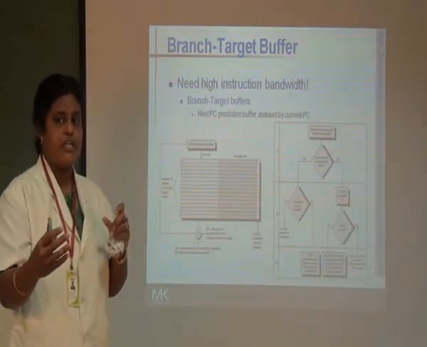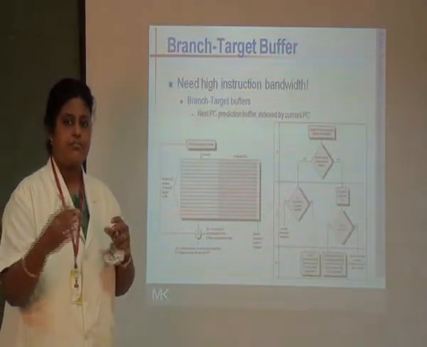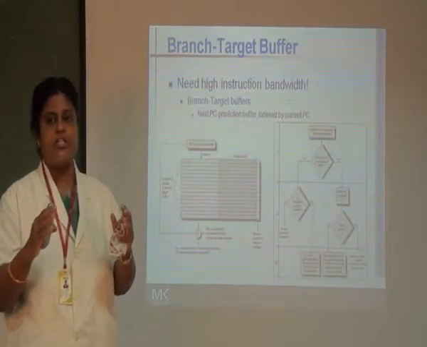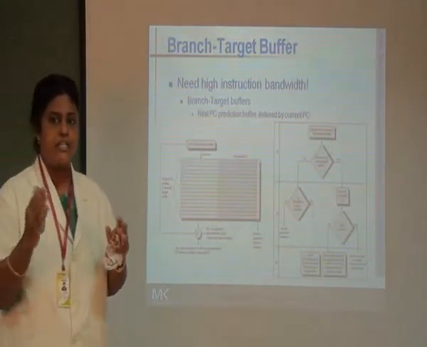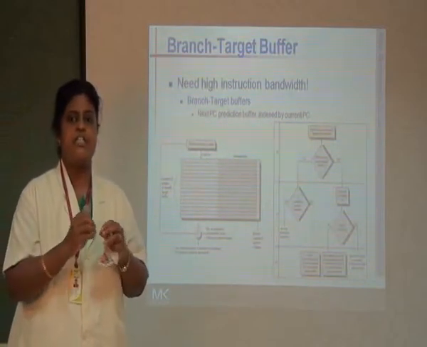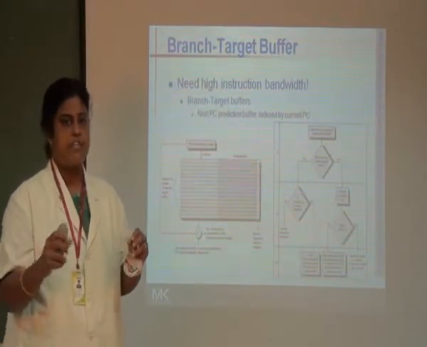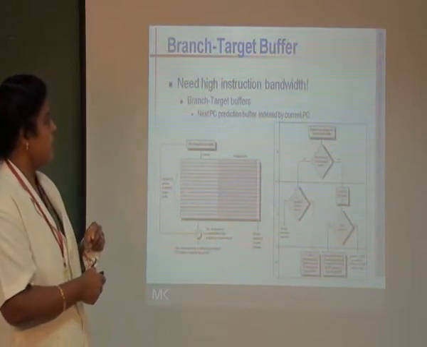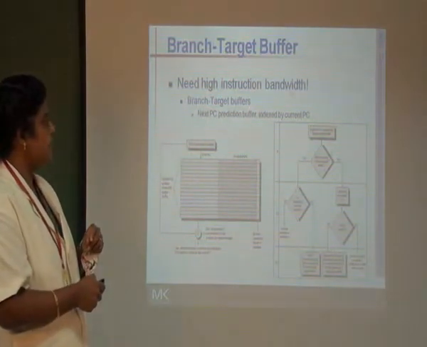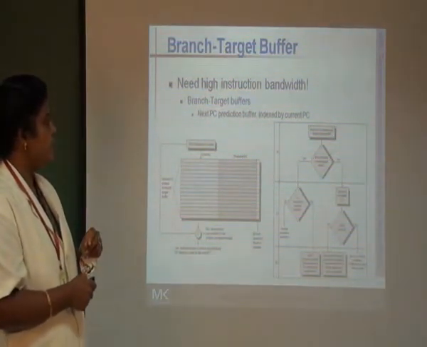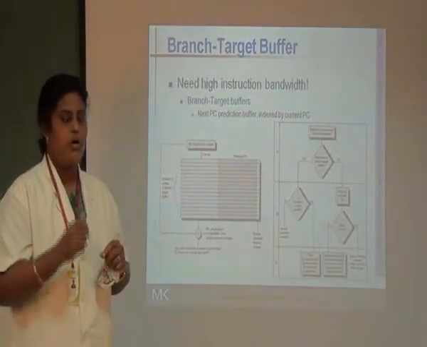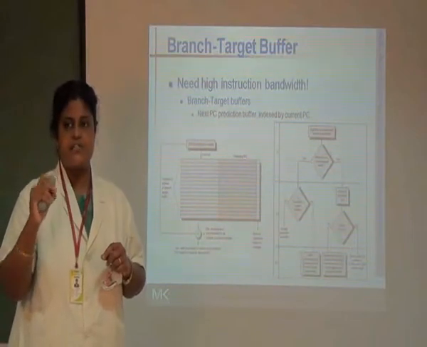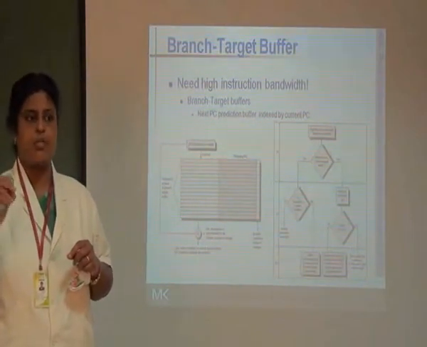When the number of instructions is increased, the negative point is that the bandwidth increases, so we need a very high instruction bandwidth. Therefore, we are going to employ the branch target buffers, which are going to tell you about the content of the program counter, that is, the next instruction to be executed by the program counter.